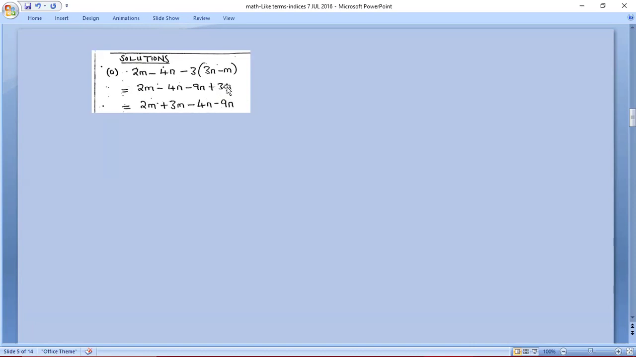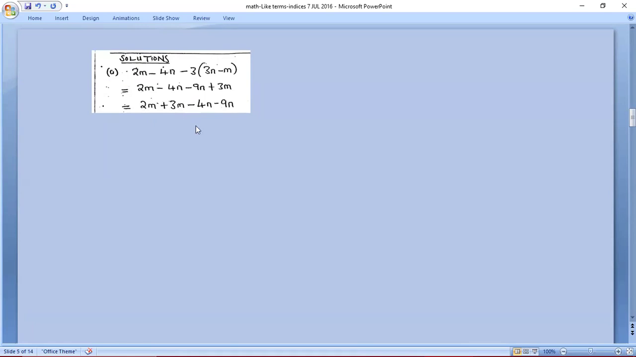So we take this positive 3m and bring it next to the 2m, since they are like terms, and we get the negative 4n and the negative 9n. Also, we put them together there. So you're showing everything together. Don't do one part alone and the other part alone. No, just keep on copying everything and put them together.